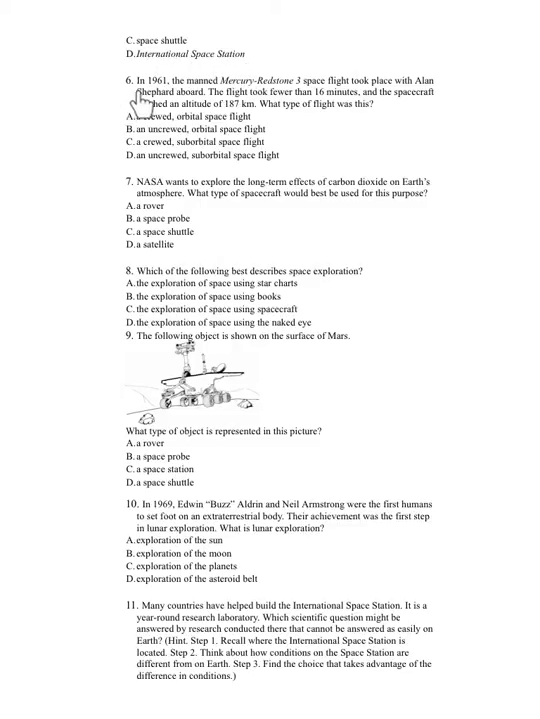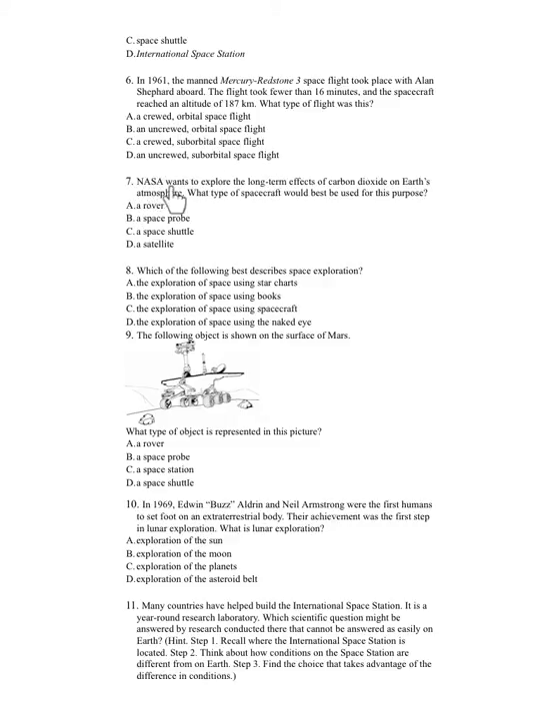Number 6. In 1961, the manned Mercury Redstone 3 spaceflight took place with Alan Shepard aboard. The flight took fewer than 16 minutes and the spacecraft reached an altitude of 187 kilometers. What type of flight was this? A. A crewed orbital spaceflight. B. An uncrewed orbital spaceflight. C. A crewed suborbital spaceflight. D. An uncrewed suborbital spaceflight.